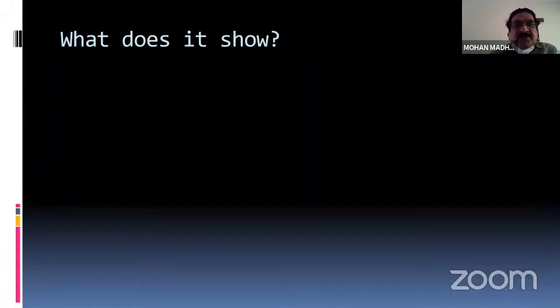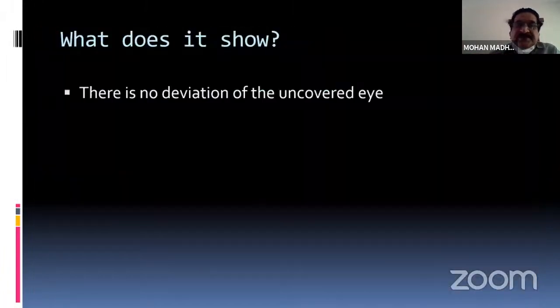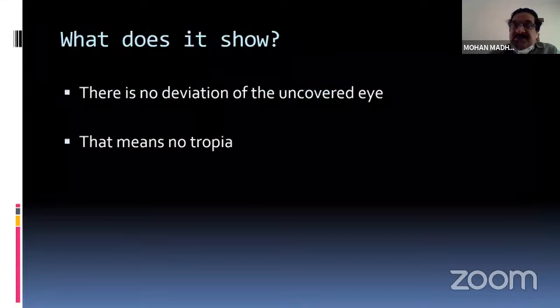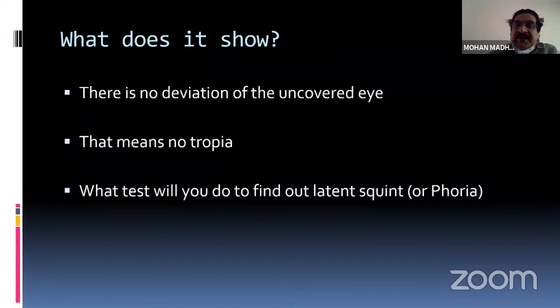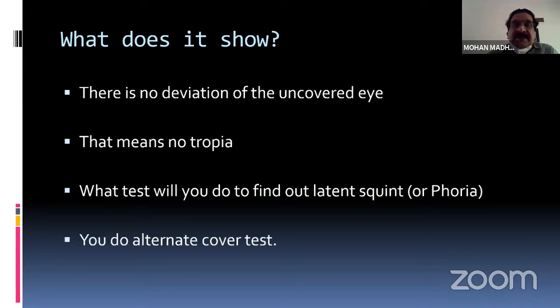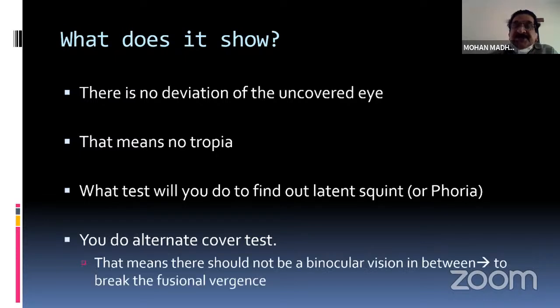Let us see what I'm going to do. So there is no deviation in the uncovered eye. That means there is no tropia. Now, what will you do to find out a latent squint or phoria which is masked by your binocular vision? Somehow you have to block your binocular vision. So you do the alternate cover test. That means there should not be binocular vision in between at all, to break the fusional divergence.